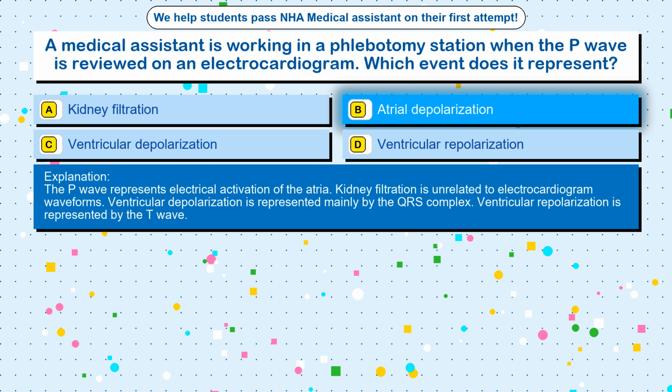Ventricular depolarization is represented mainly by the QRS complex. Ventricular repolarization is represented by the T wave.